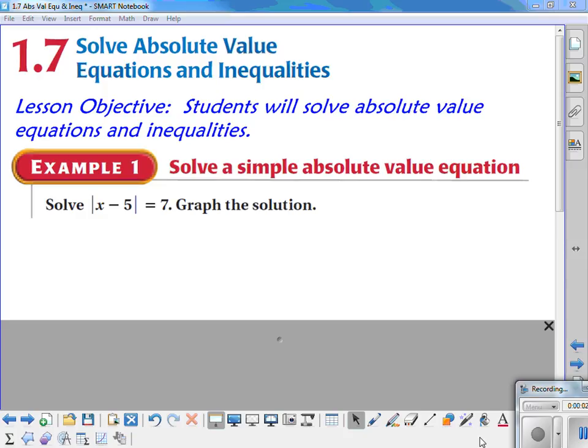So today we're going to cover solving absolute value equations and inequalities. So first of all, absolute value. You guys remember what absolute value means? Who can tell me what absolute value means? Surely somebody else doesn't know. When I take the absolute value of a number, what does that mean?